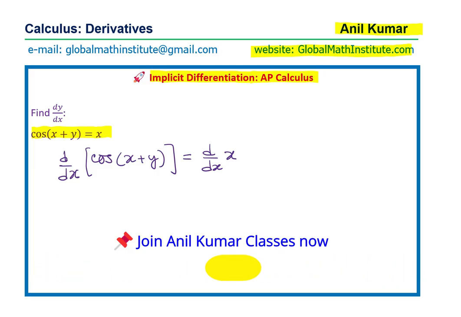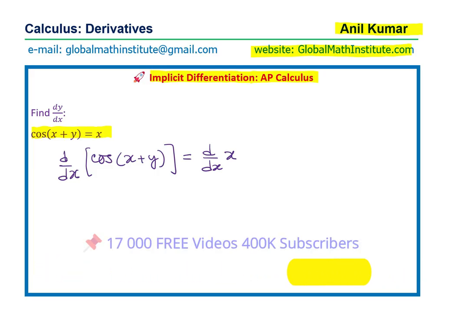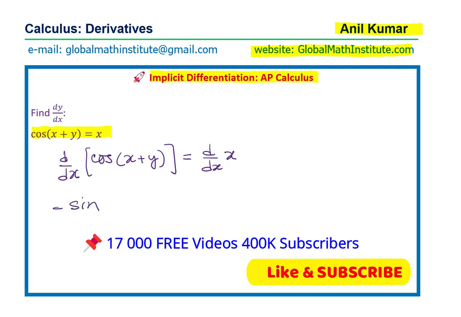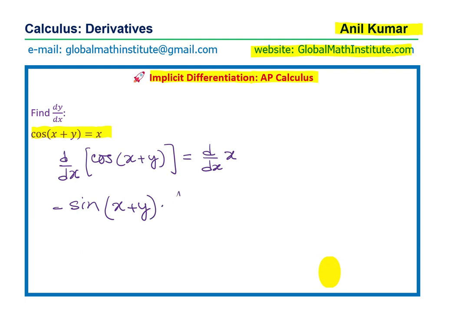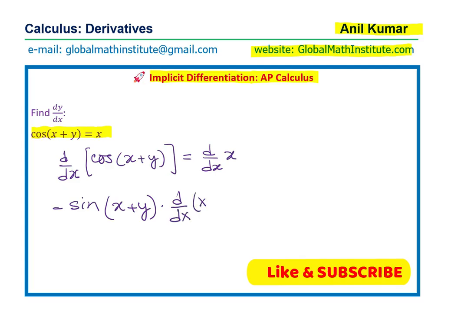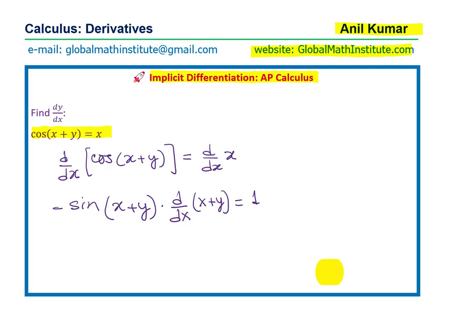Derivative of cos x is minus sine x. So we get minus sine of x, which in this case is x plus y. And then now we need to differentiate the inside terms. So d/dx of x plus y. On the right hand side, we get 1. Derivative of x is 1.